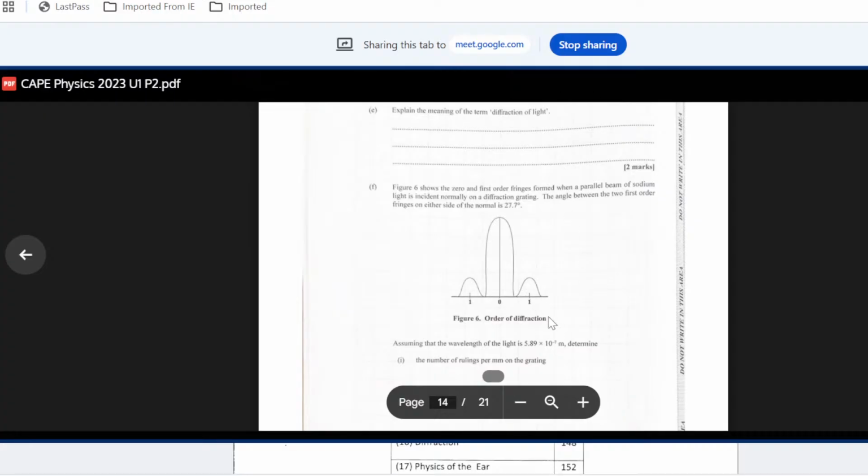Maybe I'm thinking about it too hard. The angle between the two first order fringes on either side of the normal is 27.7. Oh, Carl, that just means that on both sides it's 27.7, not that it's split between the two sides. Oh, okay. Angle between the two first order fringes. Because it says on either side, so it's 27.7 on both sides.